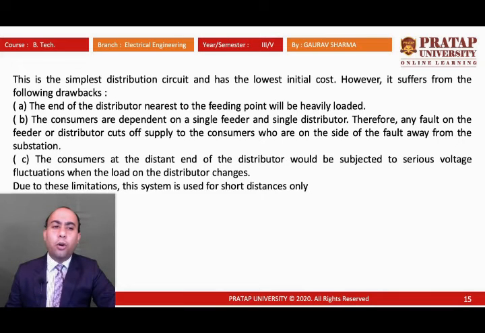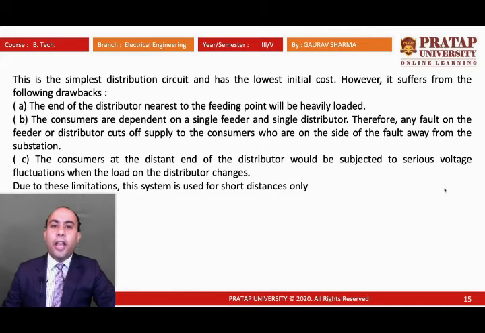It has a very low initial cost, but it has a few drawbacks, like the end of the distributor nearest to the feeding point will be heavily loaded. The consumers are dependent on a single feeder and single distributor.